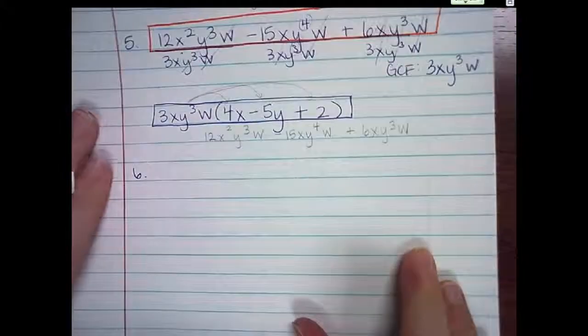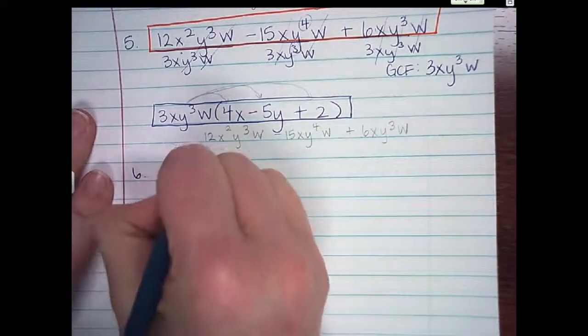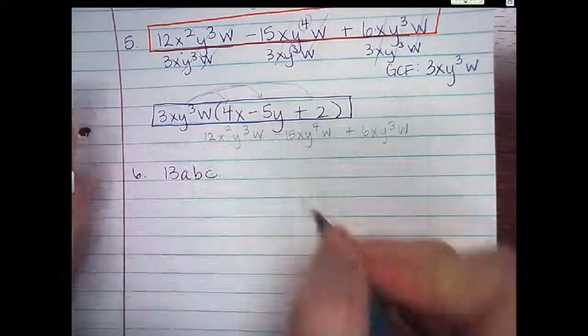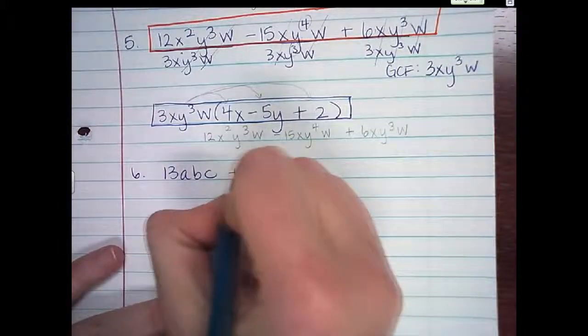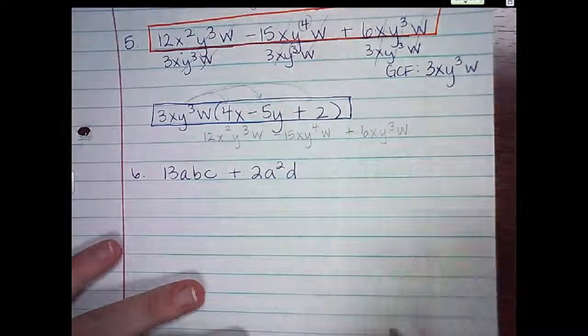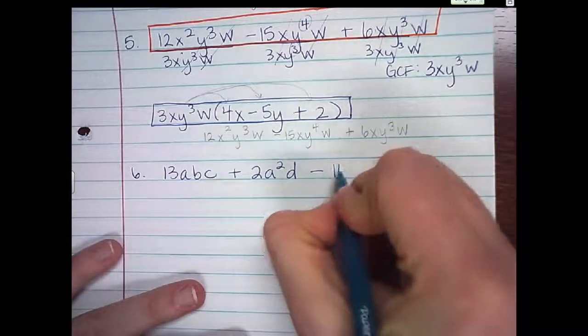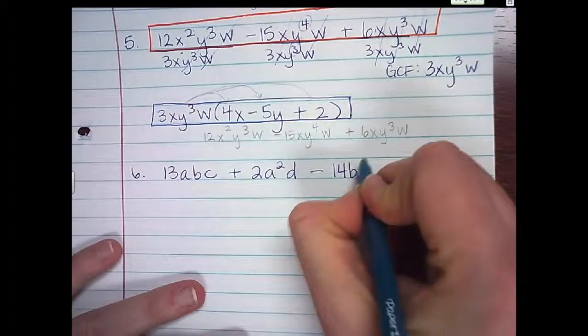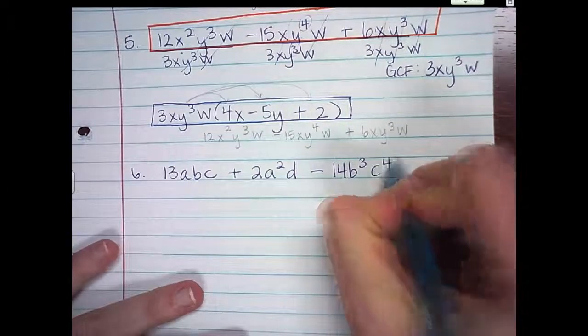All right, number 6. 13abc plus 2a squared d minus 14b to the third, c to the fourth.